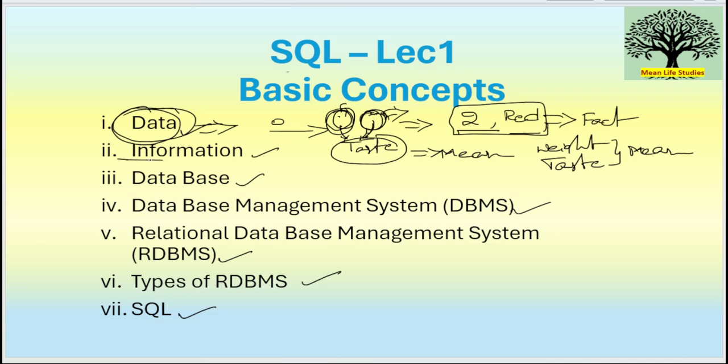And what is information? For example, if you consider 2 and red, these are just individual data. If you consider this as the count of apples, and this as the color of apple, and you define a particular variable for each value, then the color of apple is red, and the number of apples is 2. This conveys some information, so we call it information.